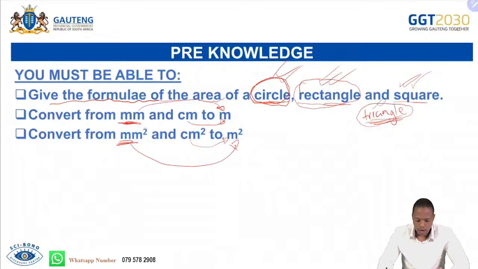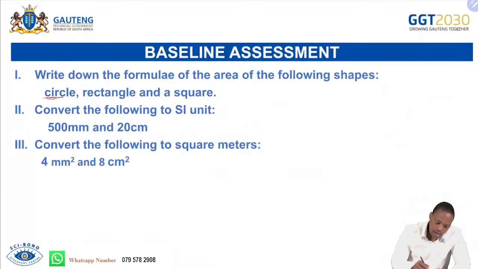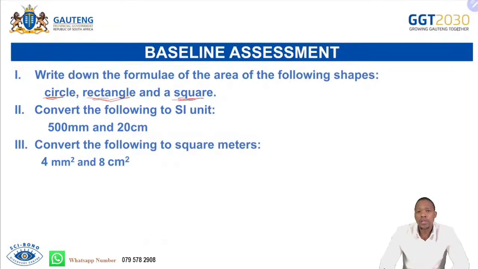Okay, right. So just to ascertain if we know these things, we'll ask a few simple questions, grade 12. I'll ask you to quickly write down the formula for the area of the following shapes. Write down the area of a circle, the area of a rectangle, the area of a square, the formulas. And I want you to see that you are able to do that.